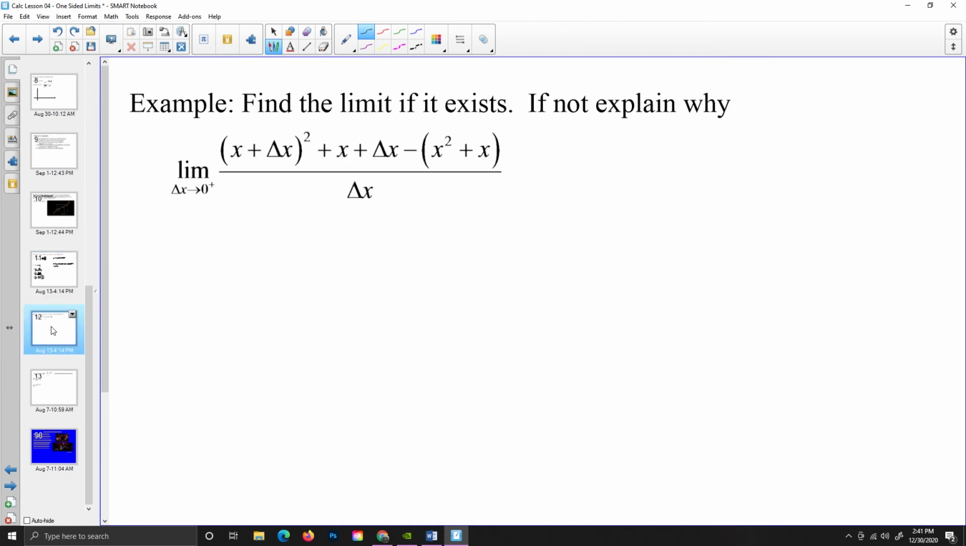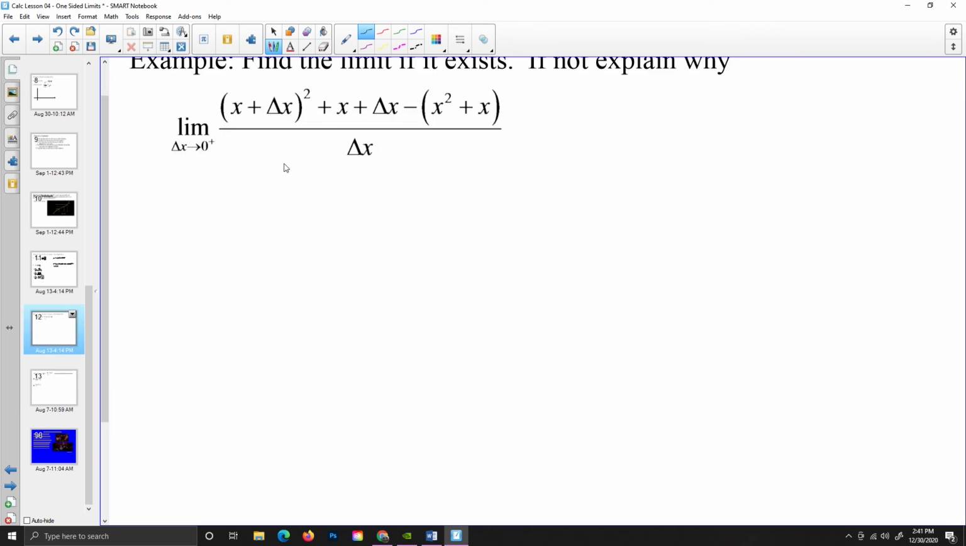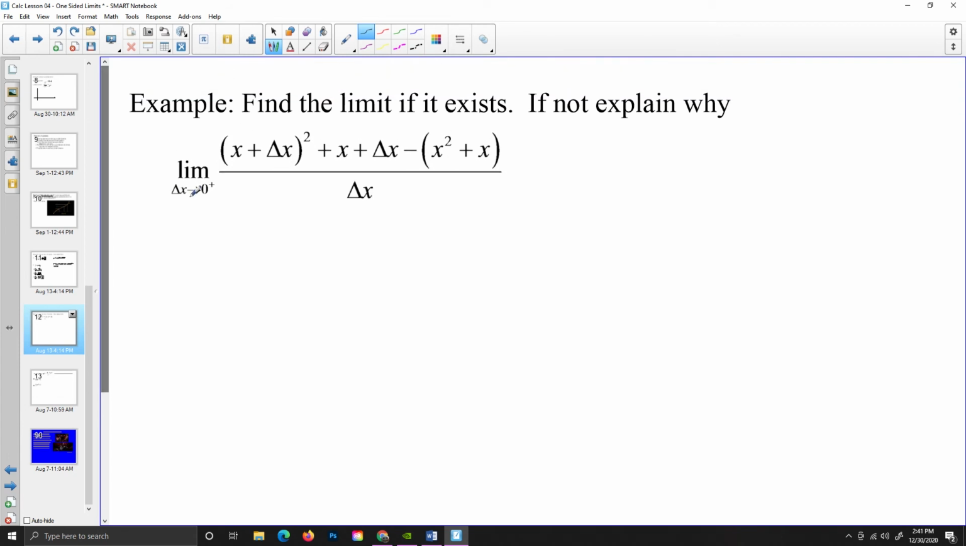Alright, find the limit if it exists. If not, explain why. So now I've got this delta x here, and we're going to see a lot of delta x coming up soon, so it's good for us to discuss what that means. Delta x is just another variable, but they're not the same variable. So x plus delta x, these are not like terms, so we've got to keep them separate. So we're going to let delta x go to 0 from the right-hand side.